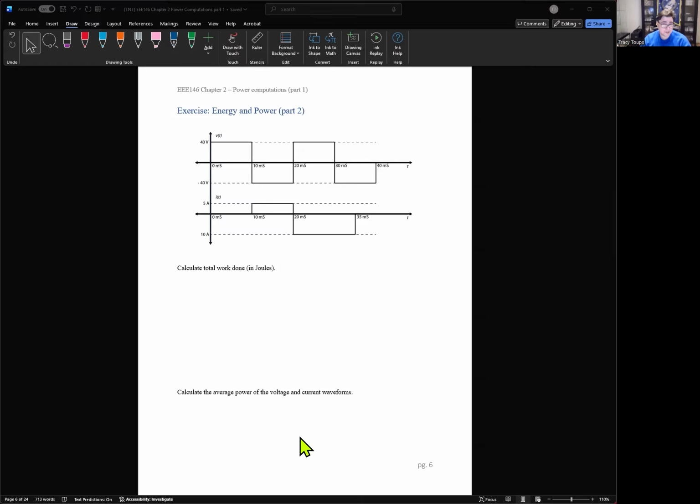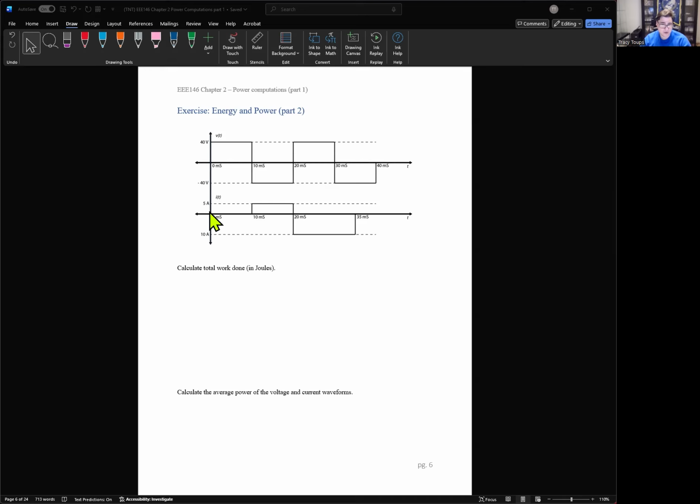Okay? So notice the voltage is 40 volts, and then it flips to negative 40, back to positive and negative. So it's kind of like a square wave where it does it every 10 milliseconds. And then it stops right here. So this whole graph is one period from 0 to 40. The reason why it's at 40 is if you look at the current waveform, it's not symmetrical. It changes quite a bit.